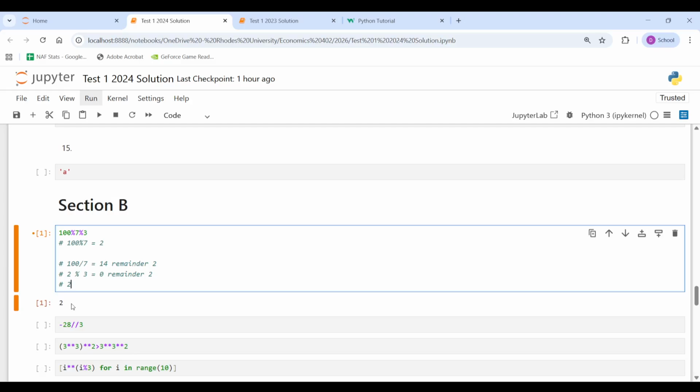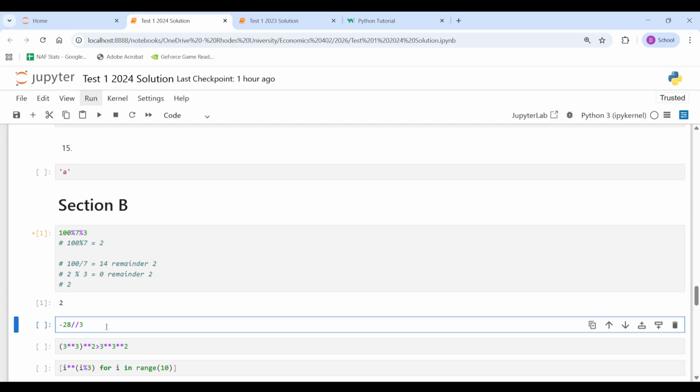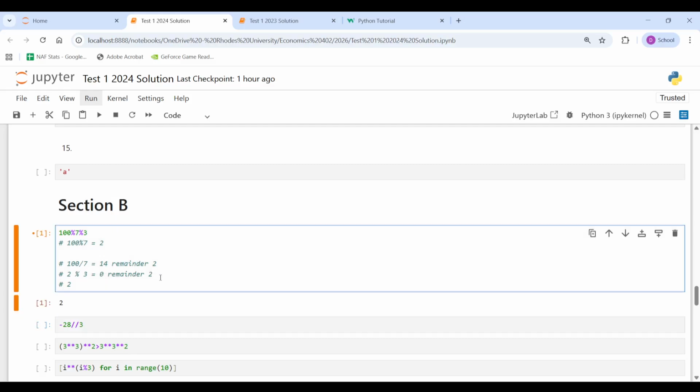Modulus is the remainder. How many times is 3 going into 2? 0. 0 times 3 is 0. 2 minus 0 is 2.